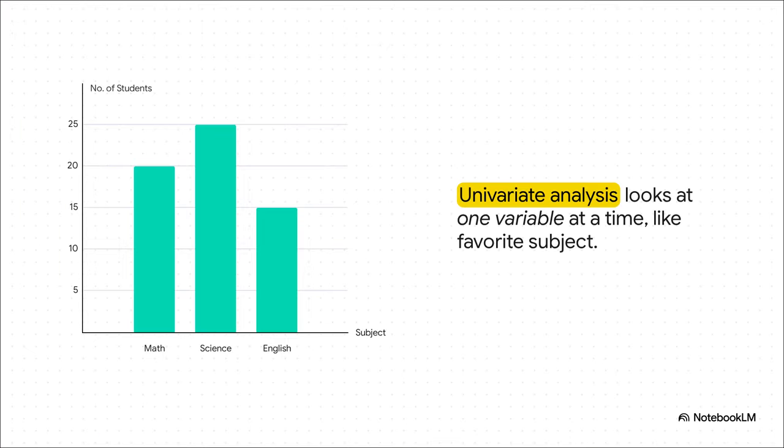So sometimes we start simple by just looking at one variable at a time. This is called univariate analysis. And a simple bar chart like this one, it's a perfect example. We can see instantly that science is the most popular subject in this group, then math, then English. It's just a quick, clear snapshot of the situation.